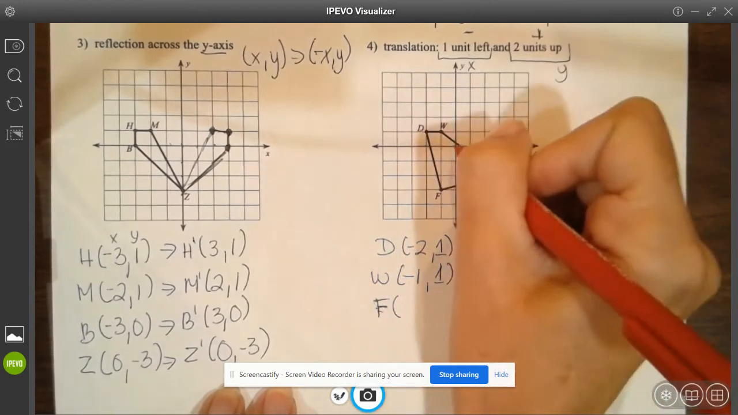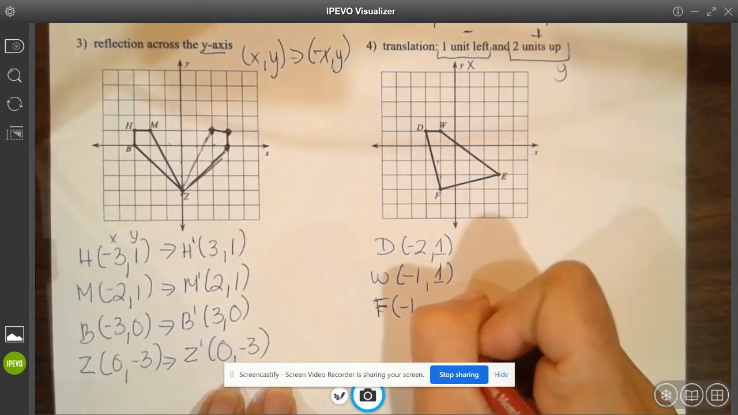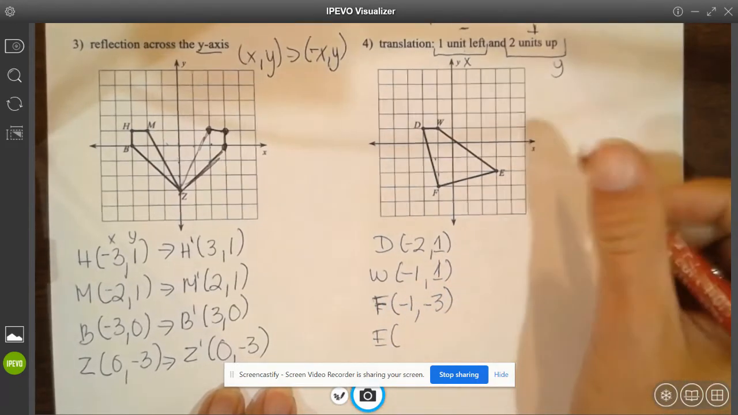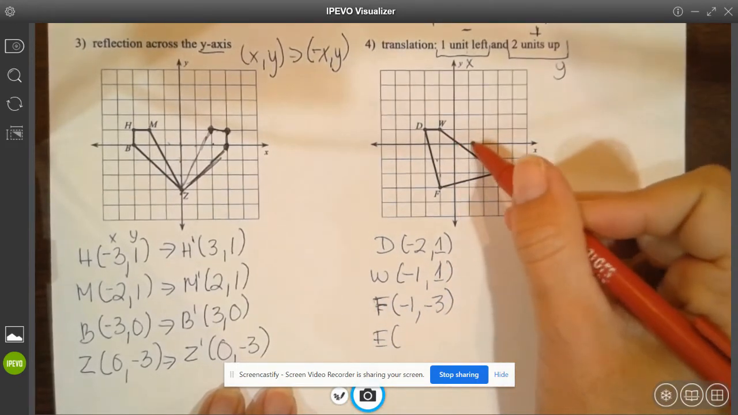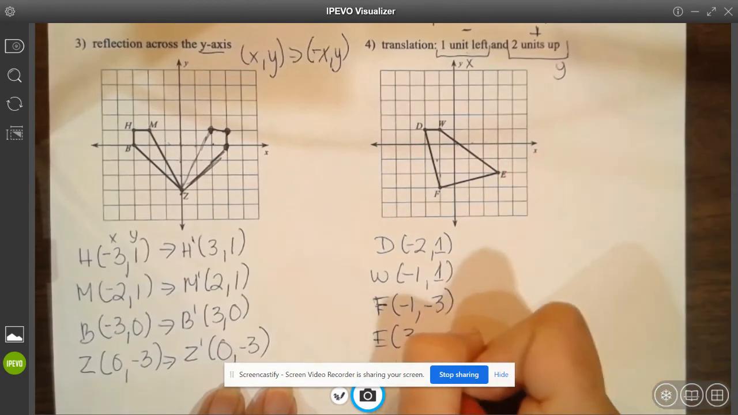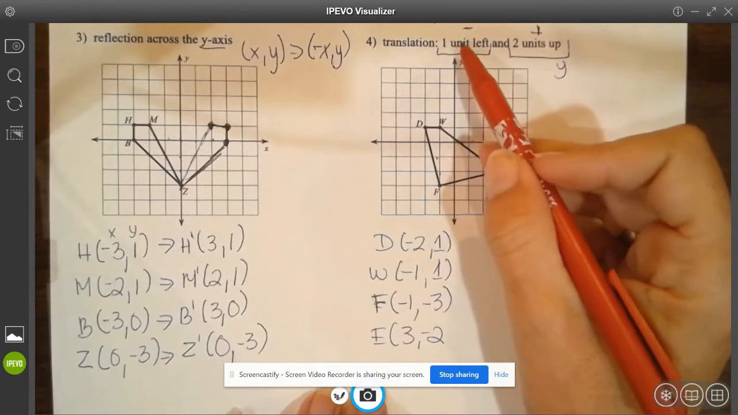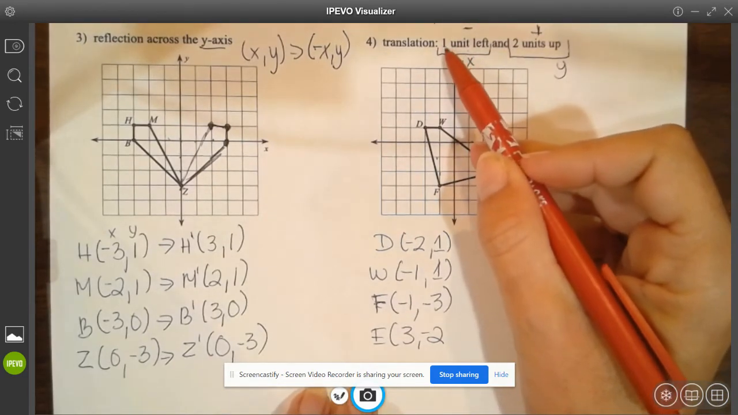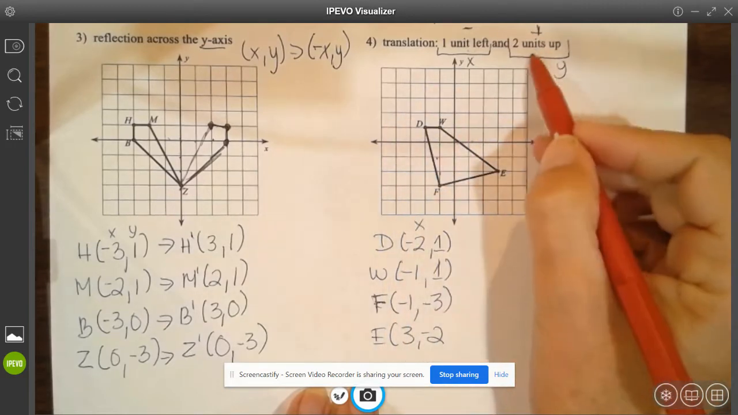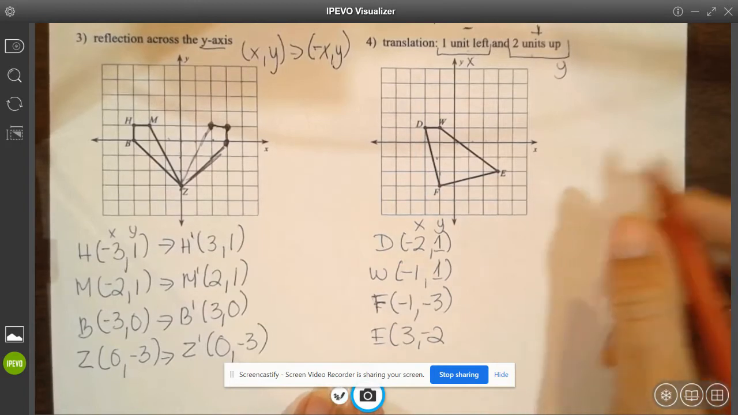F would be (-1, -3). And then E would be (3, -2). Now I'm going to perform the translation, which would be 1 unit less on my x's, and then up, I'm going to be adding 2 to my y's.